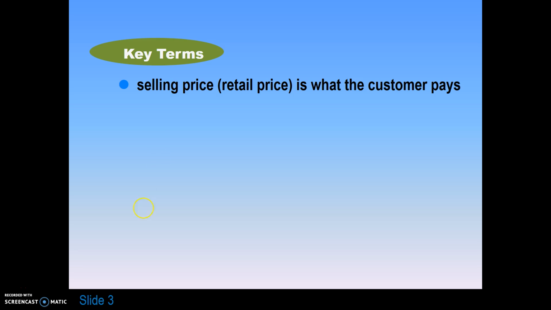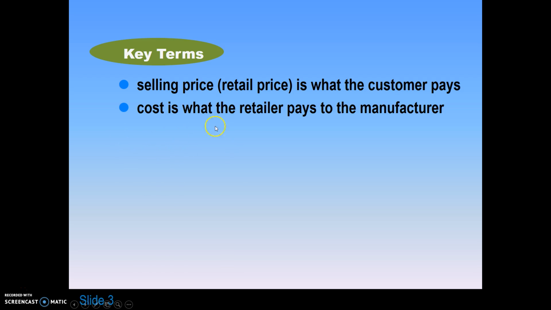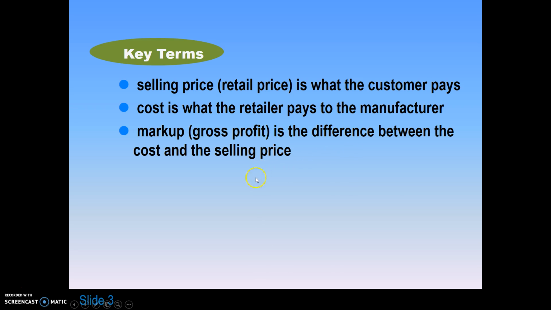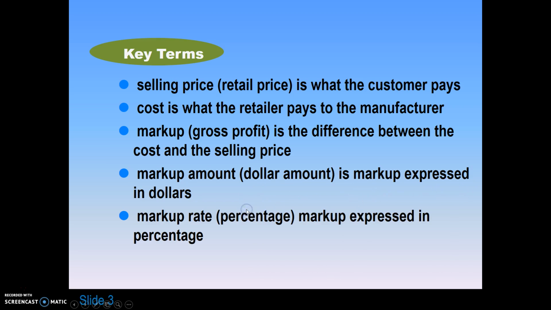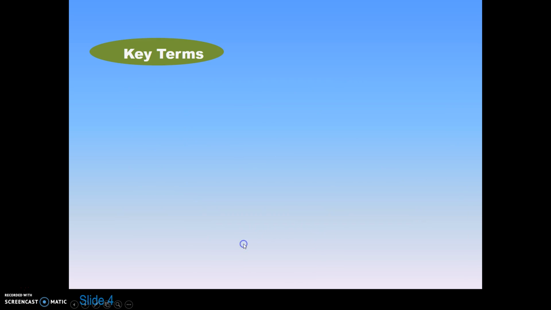So selling price, also known as retail price, is what the customer pays. So this is what the customer pays, you set this price. Cost is what the retailer pays to the manufacturer, so this would be what you would pay to the manufacturer for your item. Markup, or your gross profit, is the difference between the cost and the selling price. This is how much you get to determine this. Markup amount, the dollar amount, is the markup expressed in dollars, and then you also have markup rate, percentage form, which is the markup expressed in percentage.